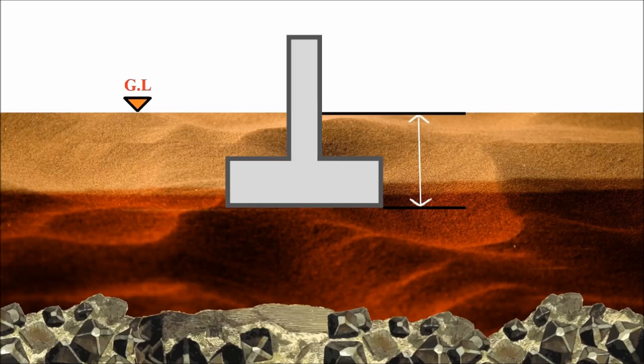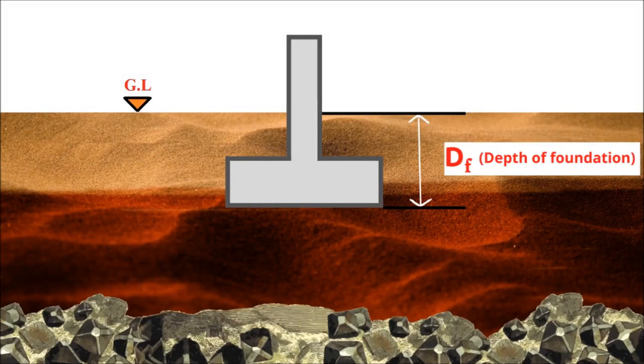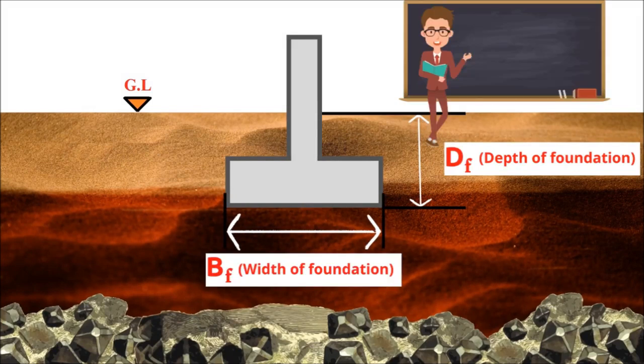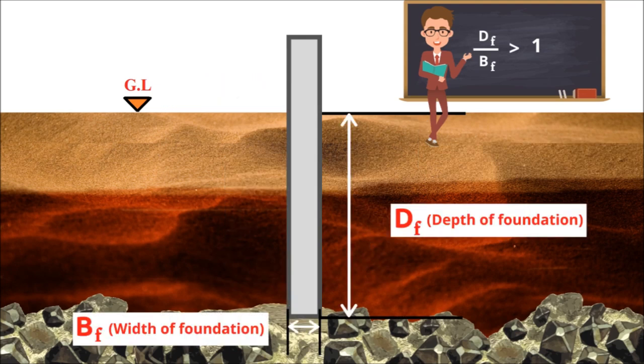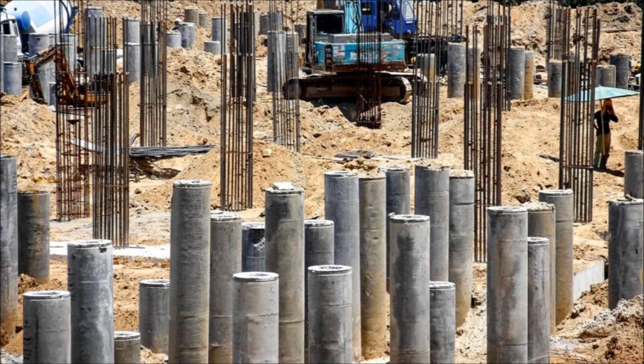When the depth of foundation is equal or less than the width of foundation, means Df/Bf less than or equal to 1, it is called a shallow foundation, which transfers the loads at shallow depth near the surface of the earth. And when the depth of foundation is more than the width of foundation, means Df/Bf greater than 1, it is called a deep foundation, which transfers the loads to the deep strata. Pile foundation is a type of deep foundation.